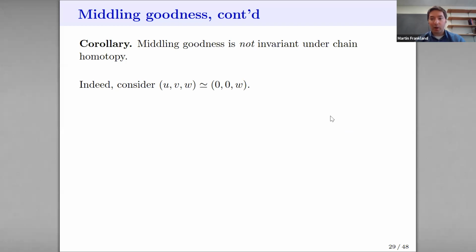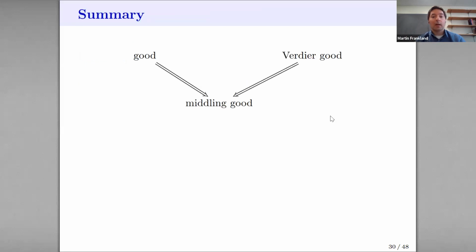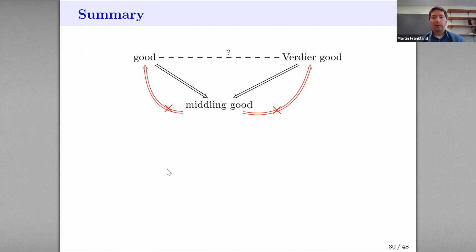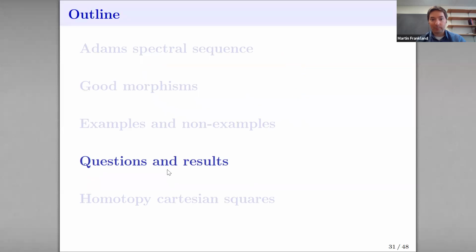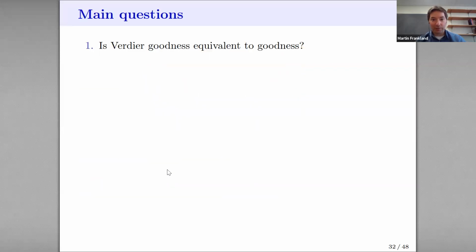So there are some strange phenomena going on, and the goal is really to sort out what's going on. So we've got those two notions of goodness and Verdi goodness. They both imply middling goodness. They're both strictly stronger than middling goodness. And they seem to be related, at least in many cases. They seem to be even equivalent. And in fact, so far, we haven't found an example that's one but not the other.